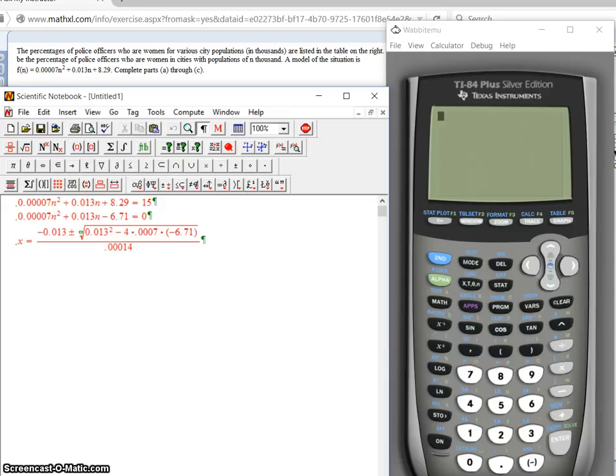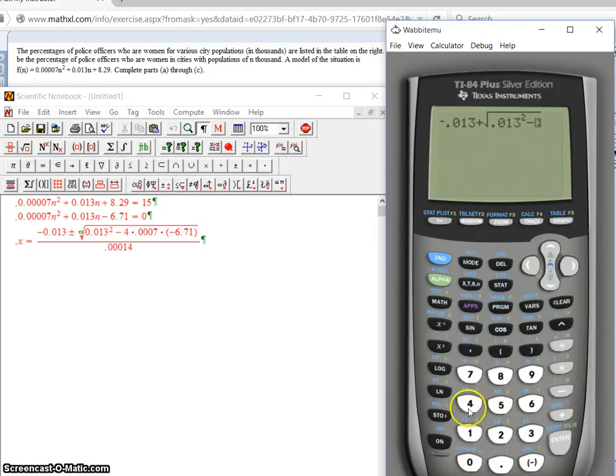All right, so let's try putting that into our calculator. Negative 0.013 plus the square root of 0.013 squared minus 4 times a times c, and then we take that whole thing and we divide it by 2a. So there's what I get for one answer, 230.